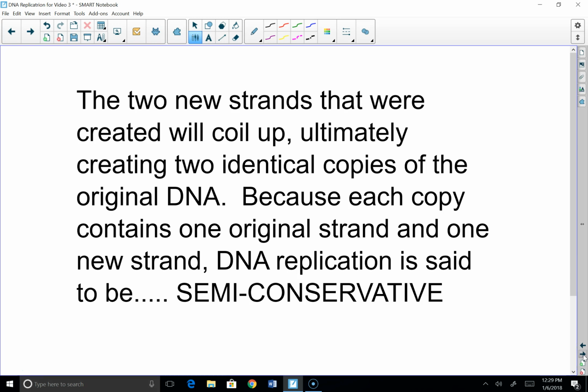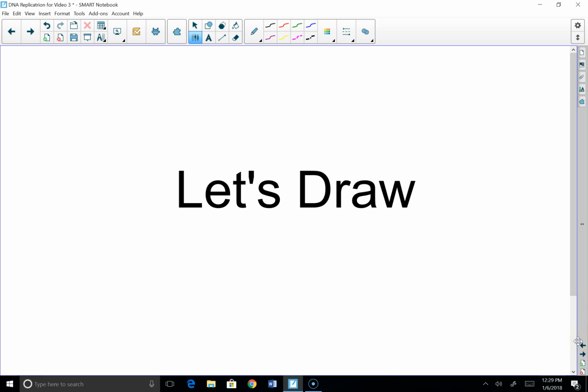The 2 new strands that will be created are eventually going to coil up and hopefully be 2 identical copies. Assuming there was no mutation or any DNA mistake, the 2 new double-stranded copies are going to be exactly the same as the original. But because each of the 2 molecules has one original strand and one new copy strand, DNA and the process of replication is said to be semi-conservative. Each new strand of DNA created will be an original piece and a copy. So let's see it all drawn out in picture form.